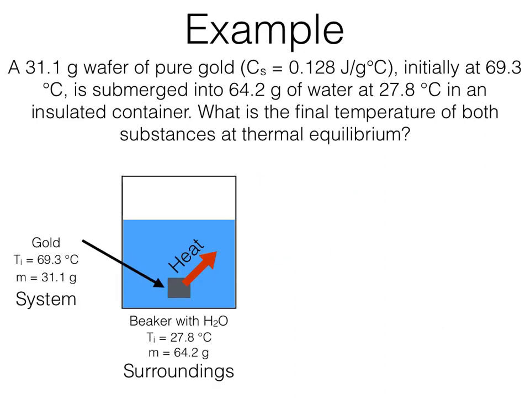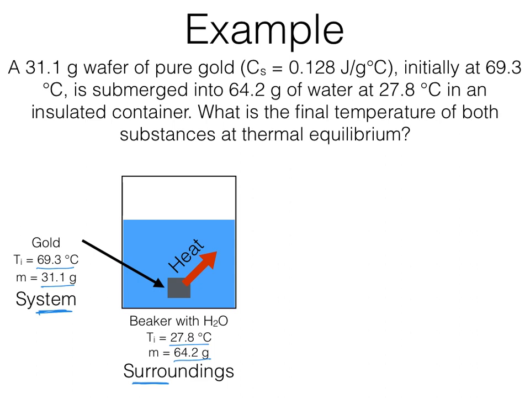Okay, so let's figure out what we know. In this problem, the gold is going to be our system, and the beaker with water is going to be the surroundings. The gold has an initial temperature of 69.3 degrees Celsius and a mass of 31.1 grams. The water has an initial temperature of 27.8 degrees Celsius and a mass of 64.2 grams.